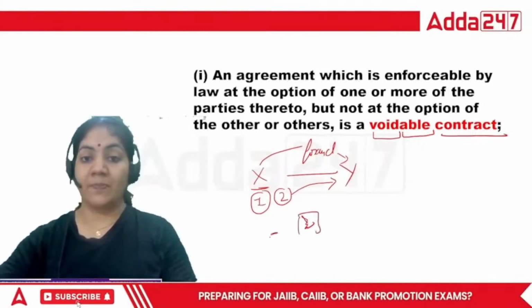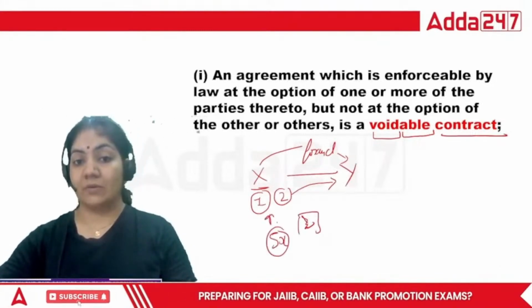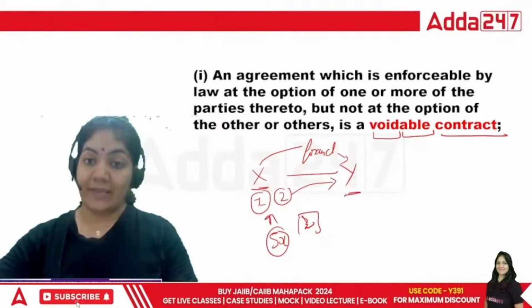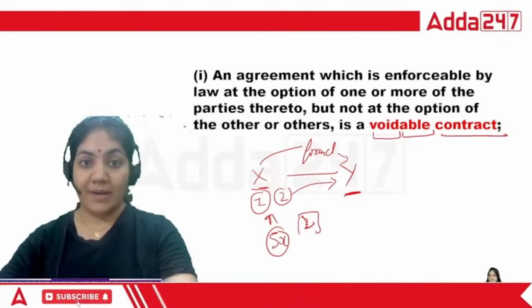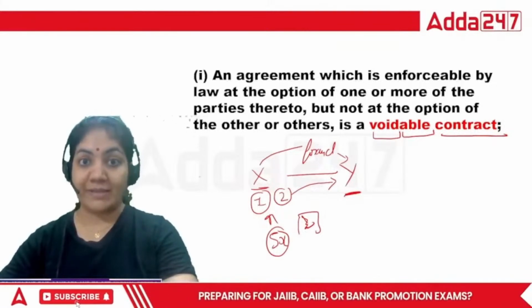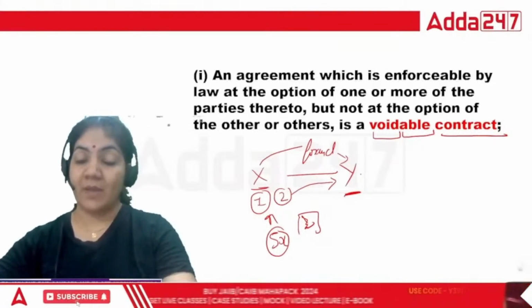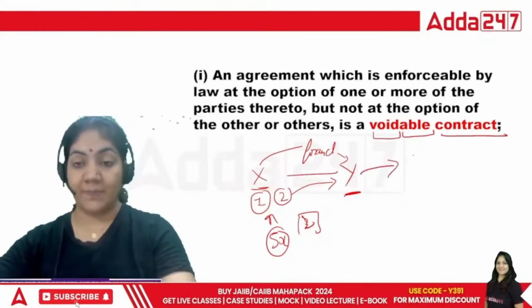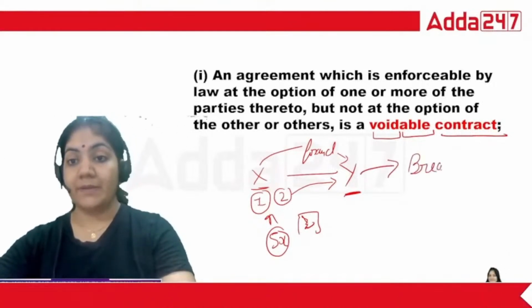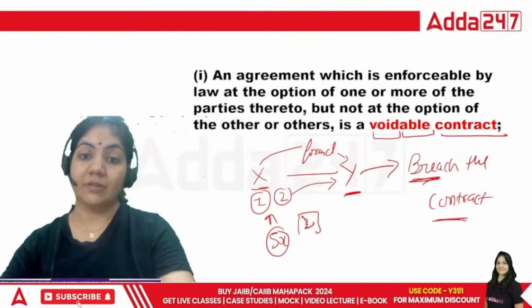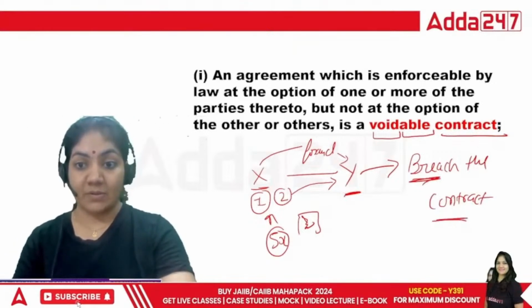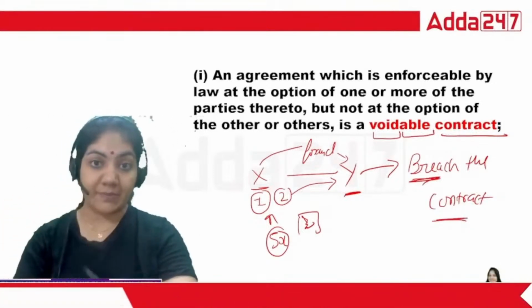Suppose Y mistakenly signs the contract. He has given 50 lakh rupees for that bungalow. But now when Y gets to know that this is not the bungalow of X, what will happen? Y has a right to breach the contract because the fraud is done by X.